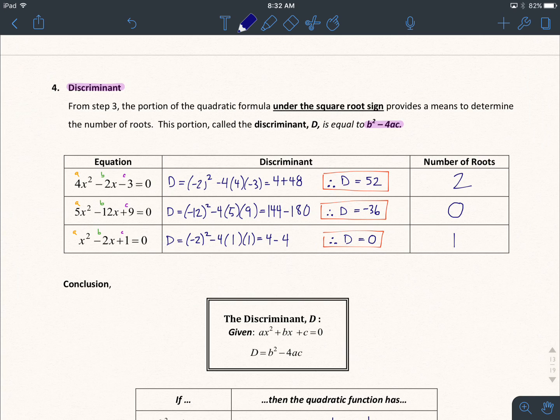So that's our lesson on the discriminant. Again, it's a predictive tool to determine exactly how many solutions you're going to have when you do go through the effort of solving for the quadratic equation you've been provided.